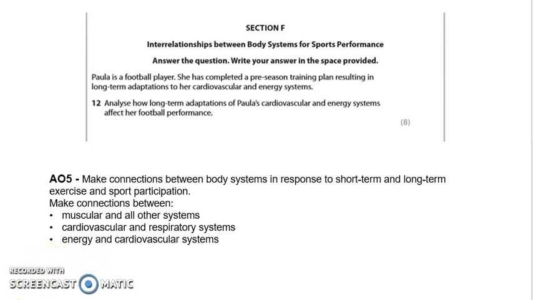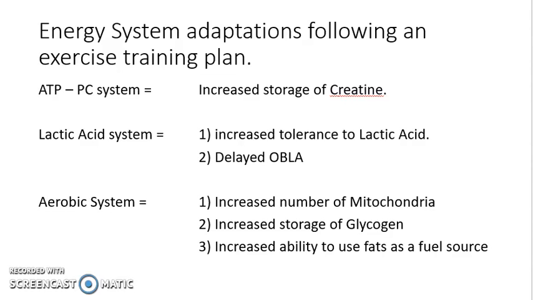Now, to answer this question, you're going to have to know what the adaptations are from the energy system. You're also going to have to know what the adaptations are from the cardiovascular system to exercise, but we've done that before. So I'm going to give you a few reminders of that. If we are going to analyse how these long-term adaptations affect her performance, we have to know what the long-term adaptations are for Paula. Like I said, there are fewer of these than other systems, and I've tried to break it down as easily as I possibly can.